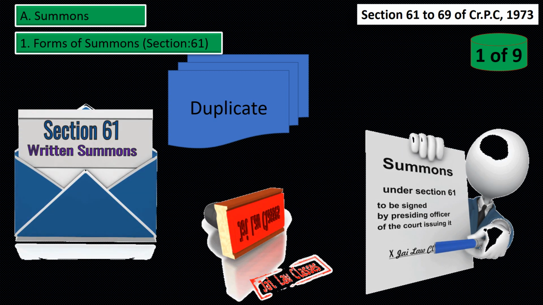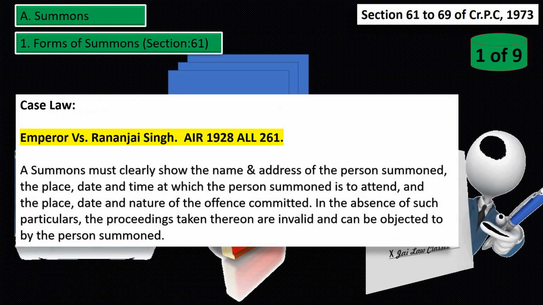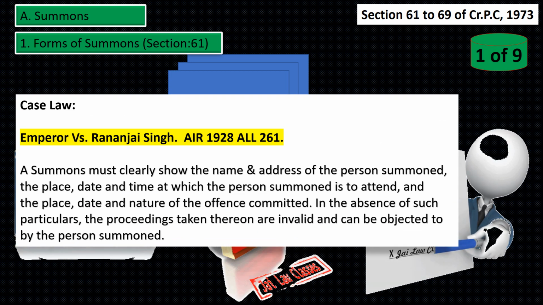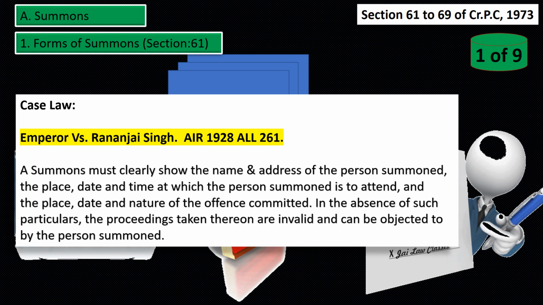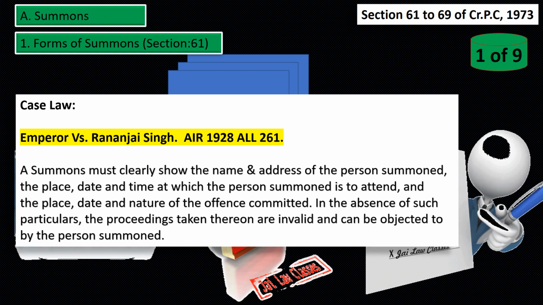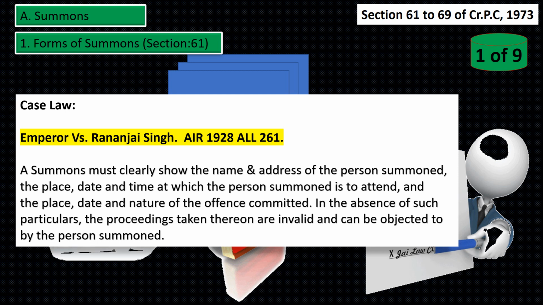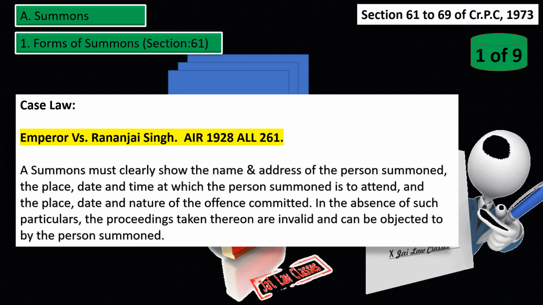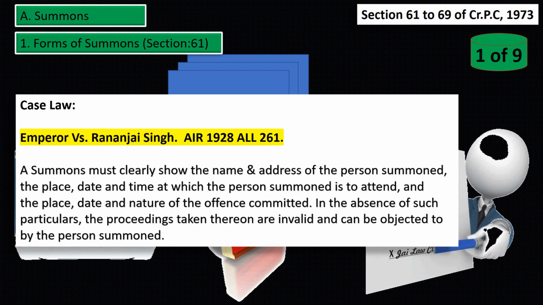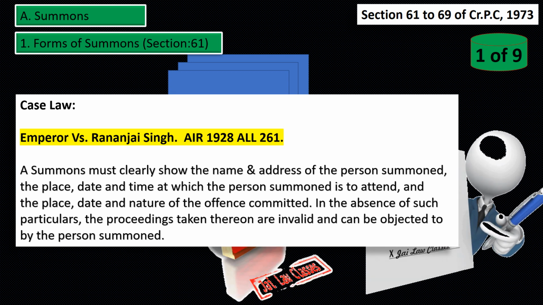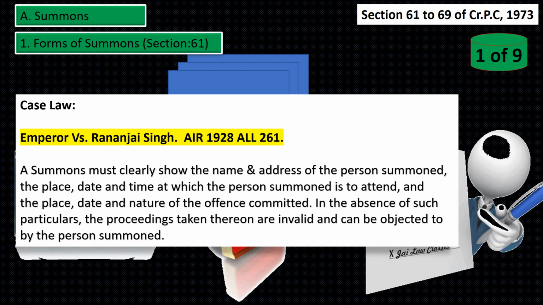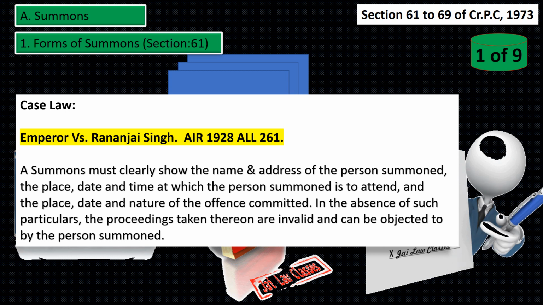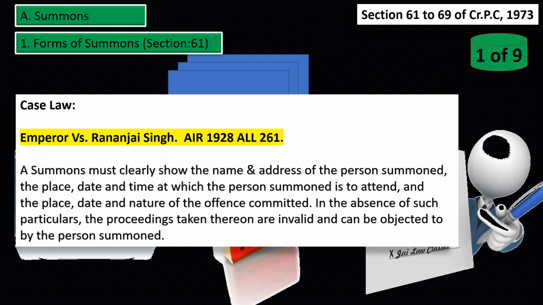Now, let's take up a case of Emperor versus Rananjay Singh. This is a case of 1928. A summons must clearly show the name and address of the person summoned, the place, date, and time at which the person summoned is to attend, and the place, date, and nature of the offense committed, if there is an offense committed. In absence of such particulars, the proceedings taken thereon are invalid and can be objected to by the person summoned.